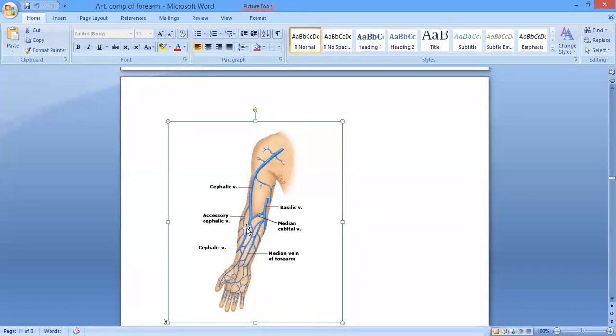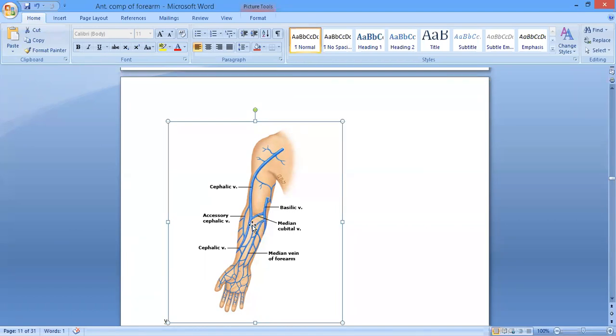You can see it's receiving small unnamed veins which drain the different parts of the forearm into the cephalic vein. Now its communication. I told you it is going to communicate with a small venous channel. Some books, like Snell's, write that it is a branch of this cephalic vein which communicates with the basilic vein over here, right?